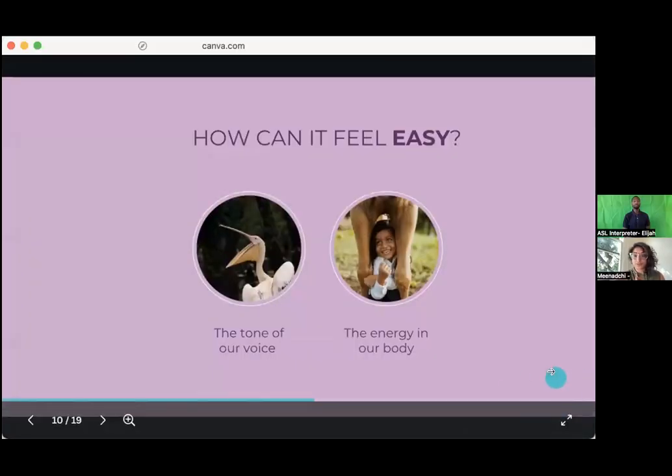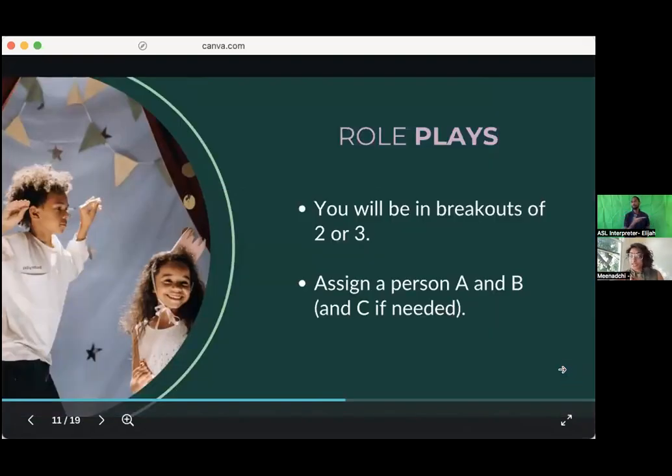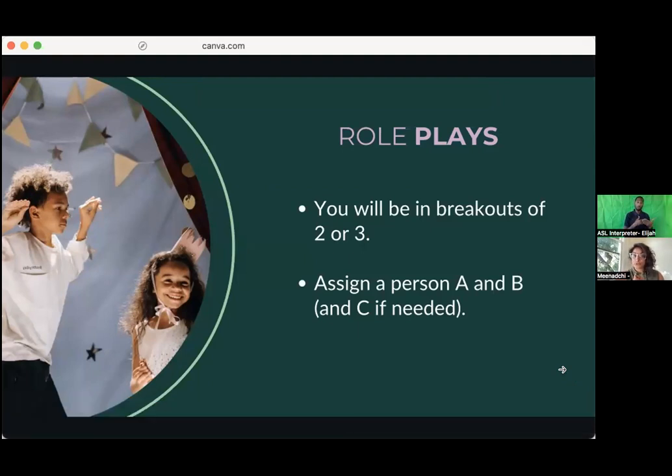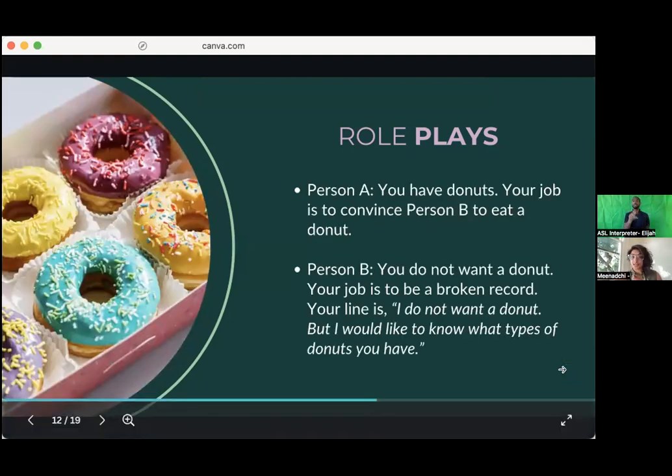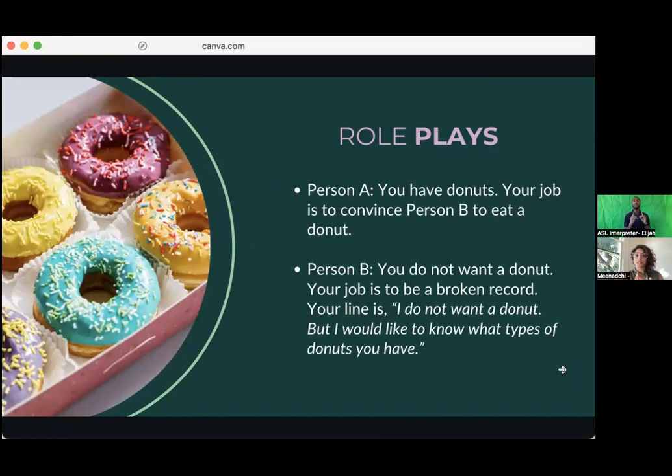All right. So going into what the role play setup is going to look like. We'll be in breakout rooms of either two or three. Once you get into your breakout room, you'll need to assign an A, B, and a C if needed. Person A, you've got donuts, and your job is to convince person B to eat donuts. Person B, you do not want a donut, and your job is to be a broken record. Your line is to say, I do not want a donut, but I would like to know what type of donuts you have.